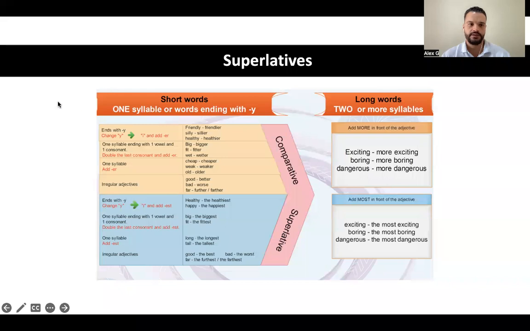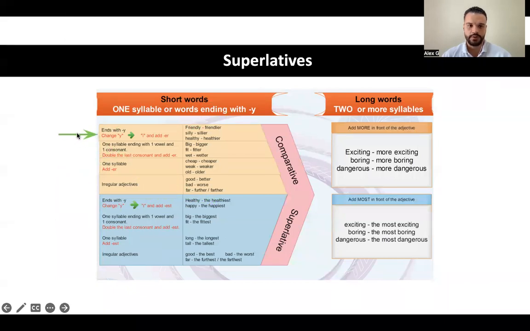So as you can see, we have a spelling rule that we're going to use for superlatives and comparatives. For short words that are one syllable or ending in the letter Y, we're going to eliminate the Y and add IER for comparatives, or we're going to eliminate the Y and add IEST for superlatives.